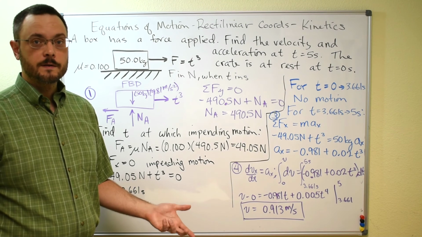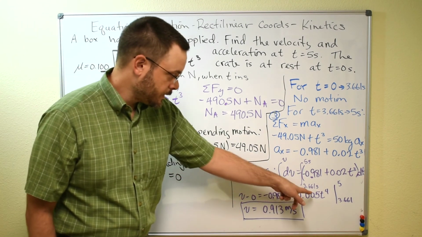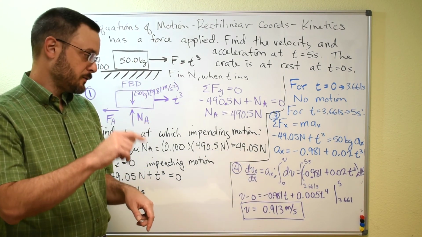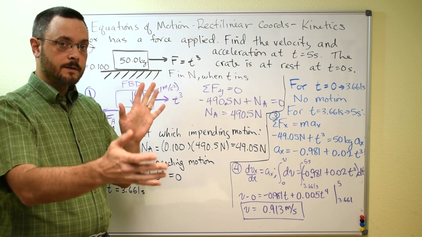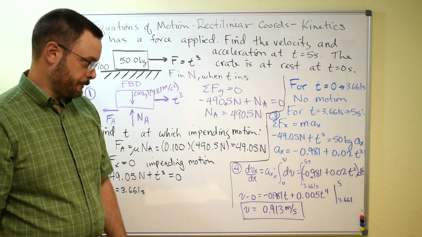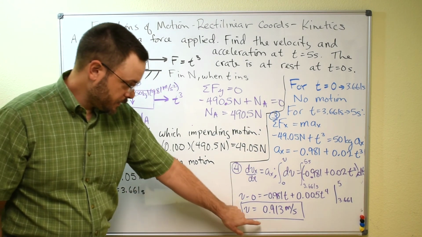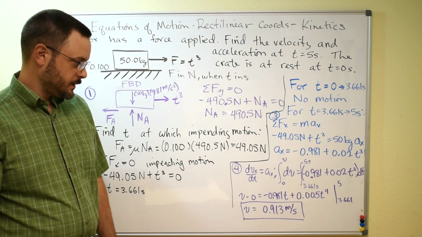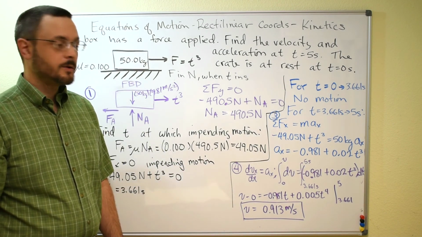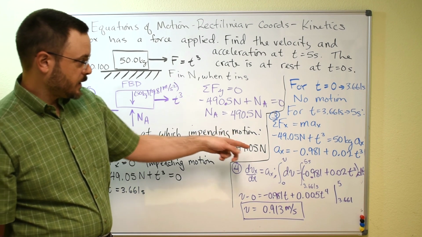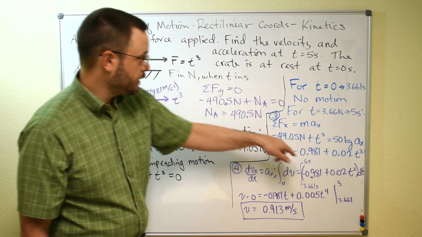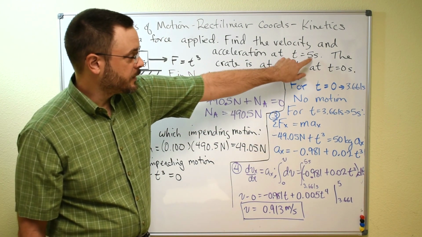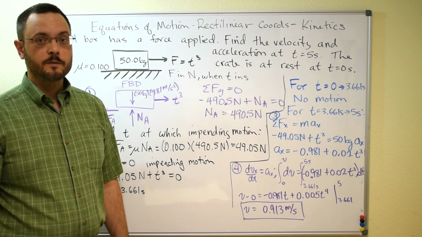So you plug in t is equal to 5 in both, and then you'd subtract off and then plug in t is equal to 3.661 in both. Once you do the subtraction, you get that the velocity is 0.913 meters per second, and it kind of ran out of space, so with the acceleration you could just plug in here yourself t is equal to 5 and solve for the acceleration.